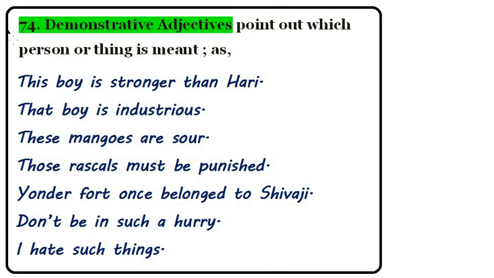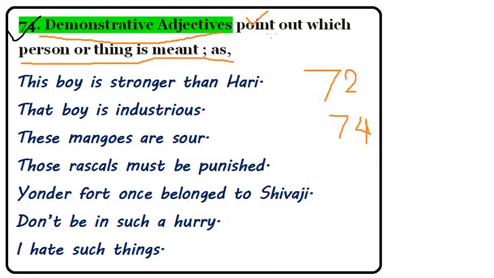So today at first we have number 74. In the previous class, in number 72, we have been told to read the number 74. So today we have the number 74. Let us read it. That is demonstrative adjectives. It points out which person or thing is meant.